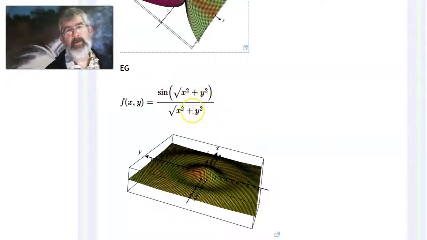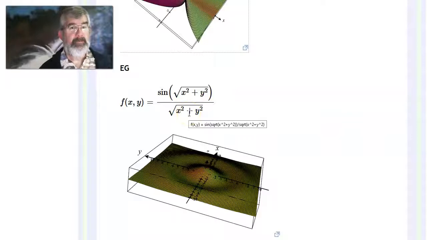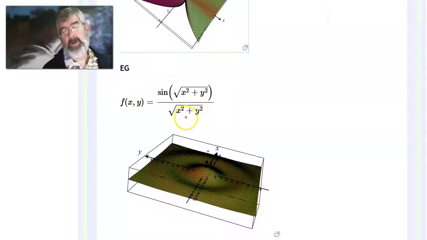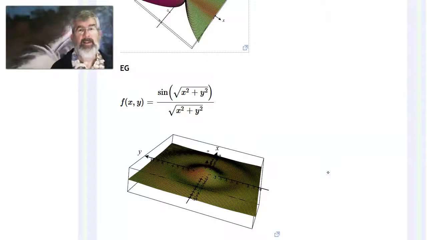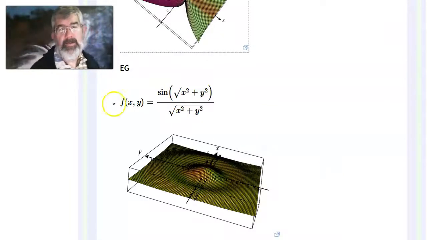This is continuous everywhere except at (0, 0). Because if you plug in (0, 0), you're trying to divide by 0, and that's not defined. Right? However, at that same spot, (0, 0), when you plug it in on the top, you get the sine of 0, which is also 0. So this is a 0 over 0, which means the limit might exist. There's a chance that it does. And in fact, it does. The limit as (x, y) goes to (0, 0) here is 1.